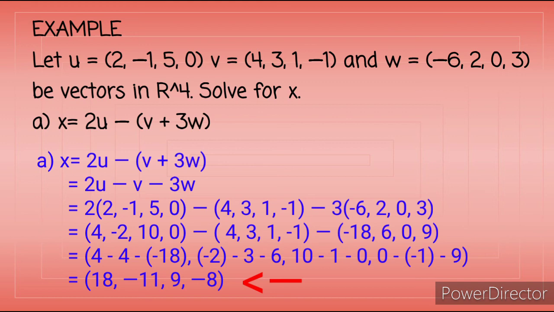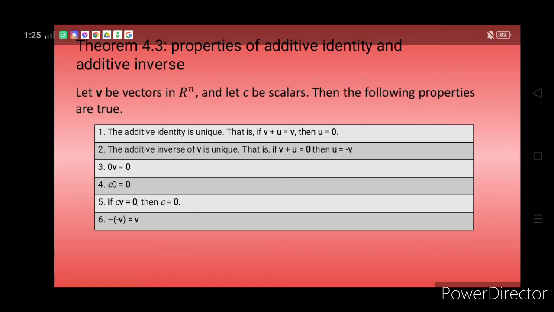Let's now proceed to the zero vector in n space, also called the additive identity in n space. Similarly, the vector negative v is called the additive inverse of v. Theorem 4.3 summarizes several important properties of the additive identity and additive inverse in n space. Theorem 4.3, properties of additive identity and additive inverse. So let v be a vector in n space and let c be a scalar. Then the following properties are true.